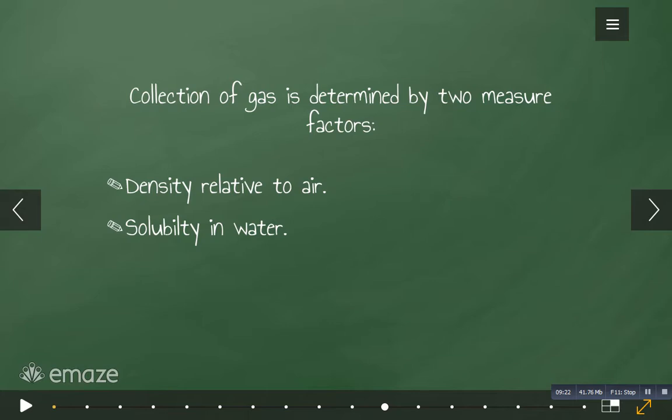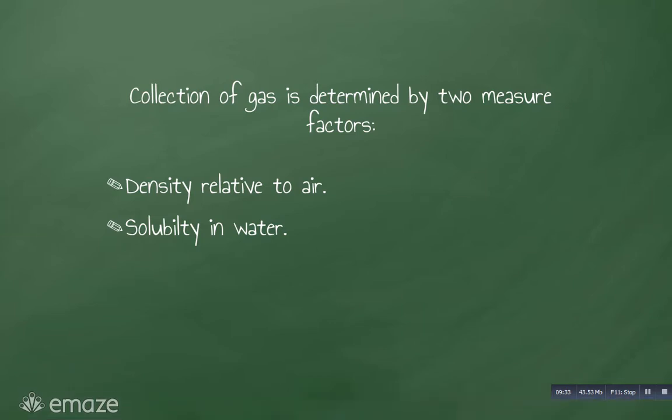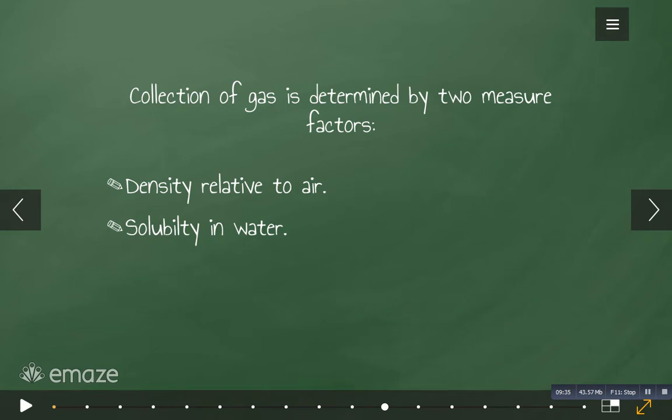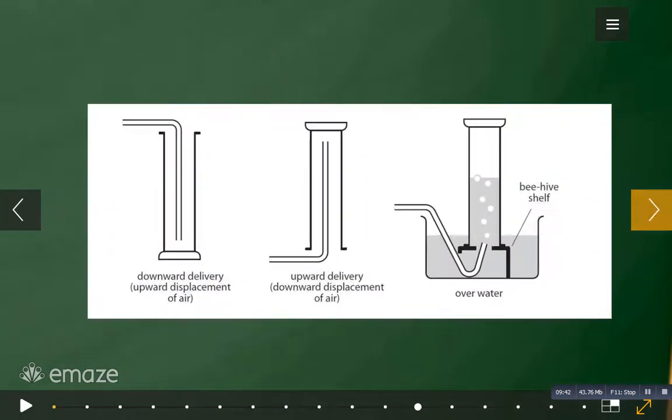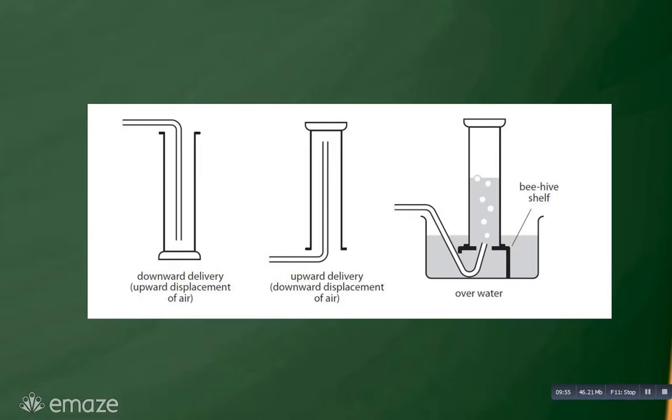If it was lighter than air, then this method could not be used, because the lighter gas runs from here and just escapes from the jar because of the lower density. For gases lighter than air, where the density is low, we use the upward delivery method. The lighter gas enters from here and collects at the top of the jar. So the upward delivery method is used for gases that are lighter than air, and the downward delivery method is used for gases that are heavier than air.